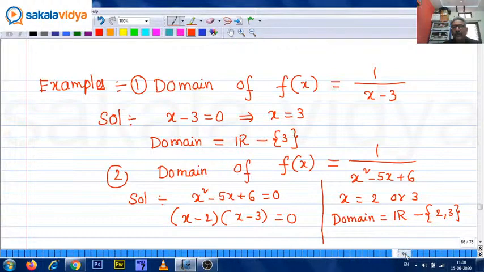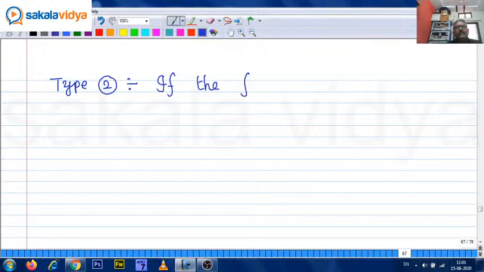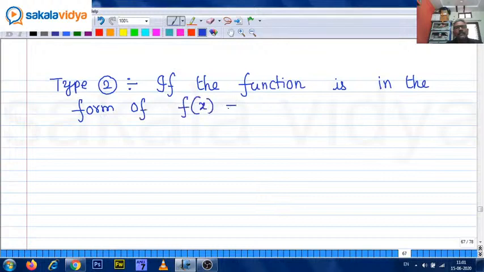Let us move to type 2. If the function is in the form of f of x equals root g of x.